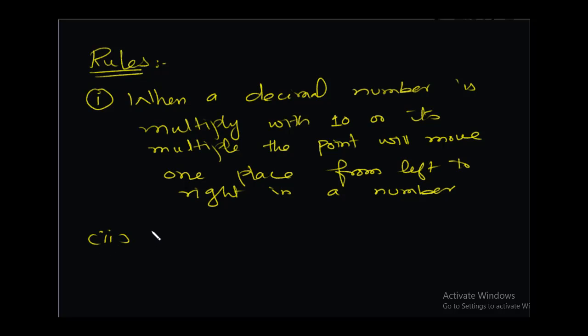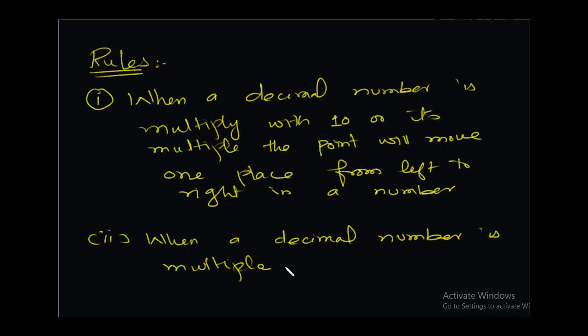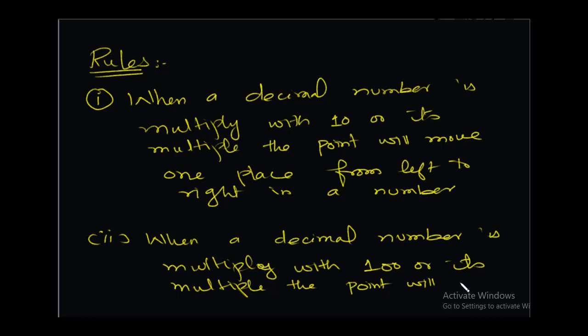Second is the same. Whenever a decimal number is multiplied with 100 or its multiple, the point will move two places from left to right.